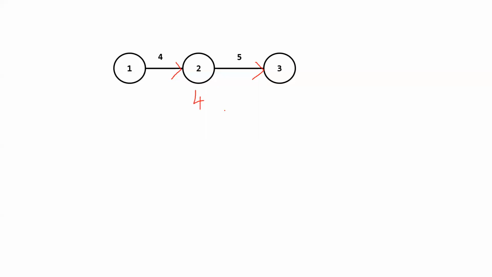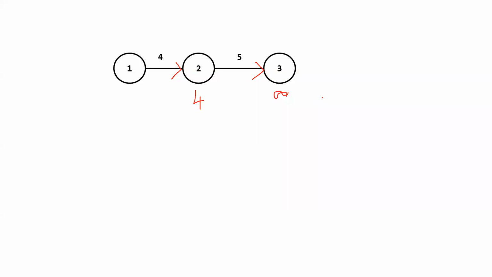Then find out what is the distance between node 1 and 3. There is no direct edge connecting node 1 to node 3, so that will be considered as infinity. I'm taking only node 1 as a source, and I'm trying to find shortest paths from node 1 to 2 and node 1 to 3. So this is your initial distances.